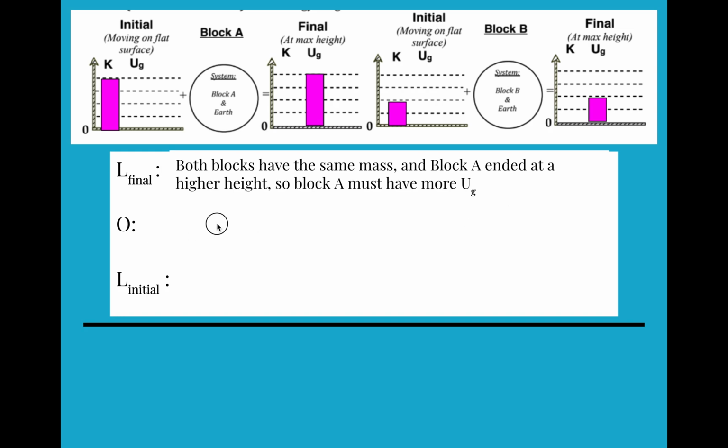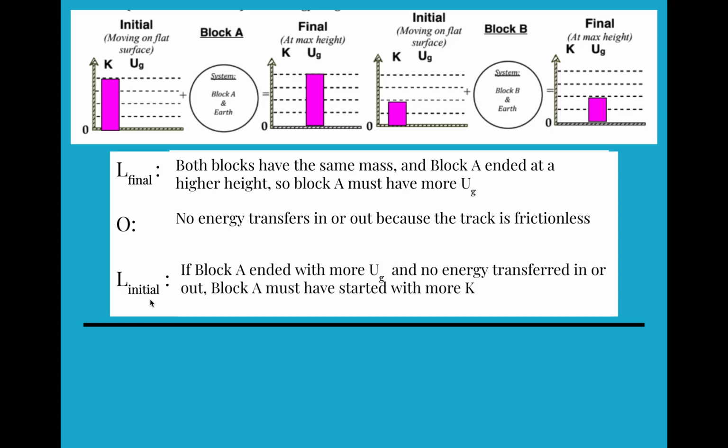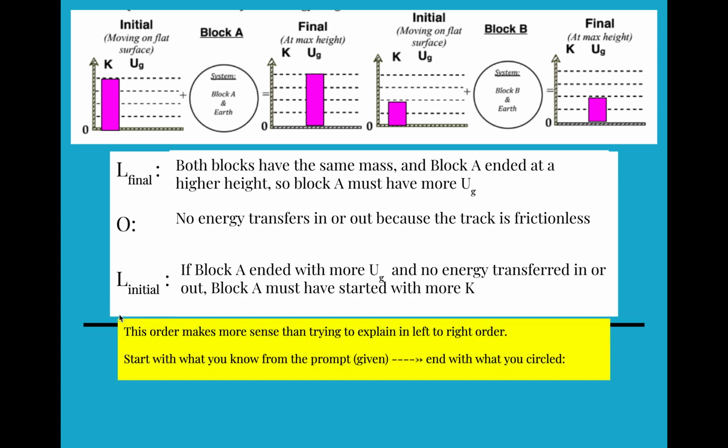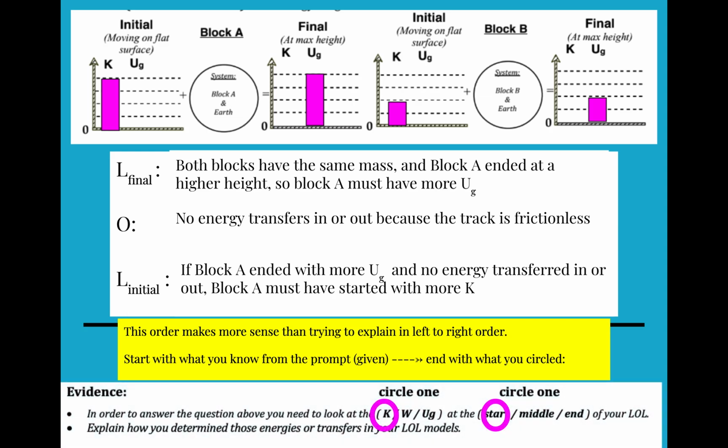O is still going to be the same. We know there was no transfer of energy in or out because the track was frictionless. And now I can explain that initial kinetic. If block A ended with more potential energy and no energy transferred in or out, it must have started with more kinetic. This is the more logical way to do my explanation. Instead of explaining left to right, initial, transfer to final, I want to start with what's known, what's given to me in the prompt, and then end with the part that I circled at the beginning of my evidence section.